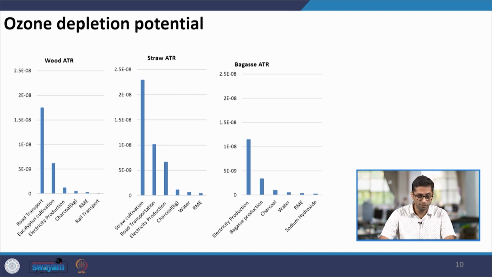So if I talk about ozone depletion potential, in the case of Australia, road transportation was a leading cause of ozone depletion, whereas in India it was straw cultivation, and if I talk about Brazil, it was the electricity production. So there could be different reasons that could be causing different impacts in different countries. It all depends on what the inventories have been formed, what are the causing impacts, how the electricity is produced in that particular country, what insecticides or pesticides are being used for the cultivation of biomass. That makes a lot of difference.